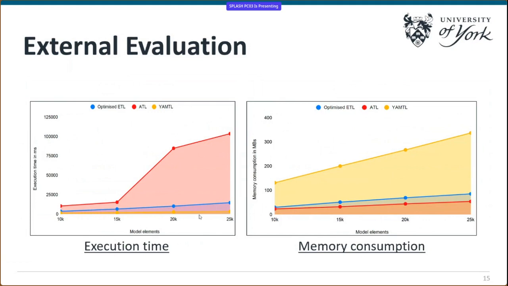So the execution is much faster, but because it's incremental, it uses a lot of cache space. That's why you see that it ends up consuming the most memory here. So these are some results that we got by comparing our approach with the other state of the art.